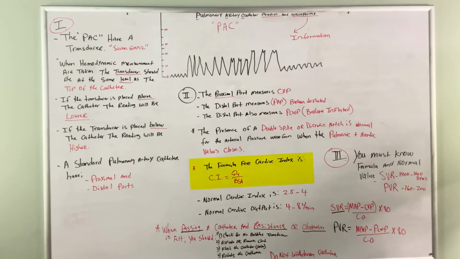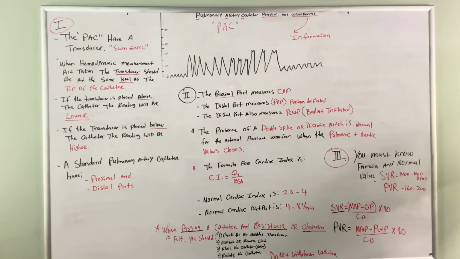Now, again, I wanted to remind you of the formula for cardiac index. The cardiac index equals the cardiac output divided by body surface area. Normal cardiac index is 2.5 to 4. Normal cardiac output is 4 to 8 liters a minute. Make sure you understand that. You'll see both of them on the test.